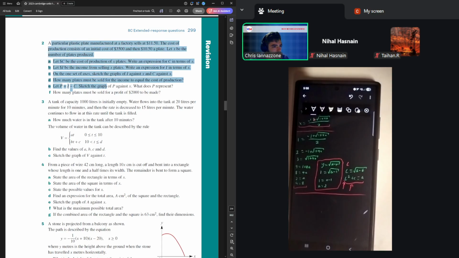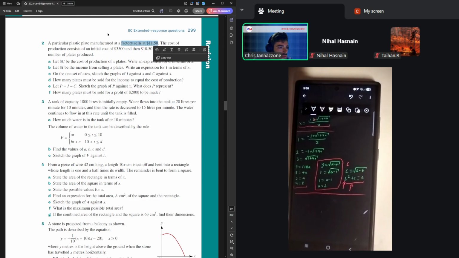Is this just going to be selling plates at $11.50? Cost of production has an initial cost, and then a per-plate cost. Plastic plates, $10.50 per plate? Cost of manufacture? Alright, whatever. These are somewhat common. You usually see these in your SACs and your chapter review sections, so it's definitely worth going through. Less exam stuff, though, I would say.